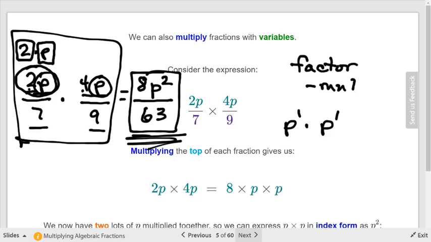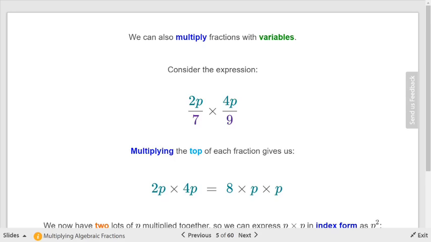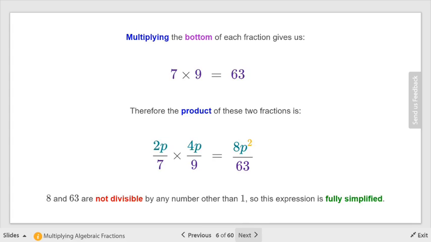But think about it. Is it easier to reduce with these 2's and 4's and p's? Yes. Or is it easier to reduce with 8's and 63's and p squareds? 2's. So reduce first while the numbers are small. Don't multiply everything out and get huge numbers and then try to figure out what goes into it. So always reduce first. All right, so you get to see there, 8p squared over 63.